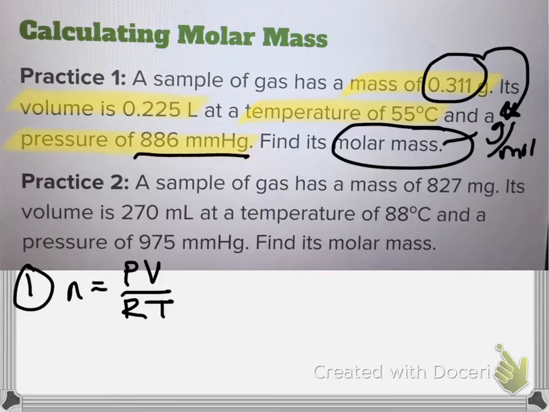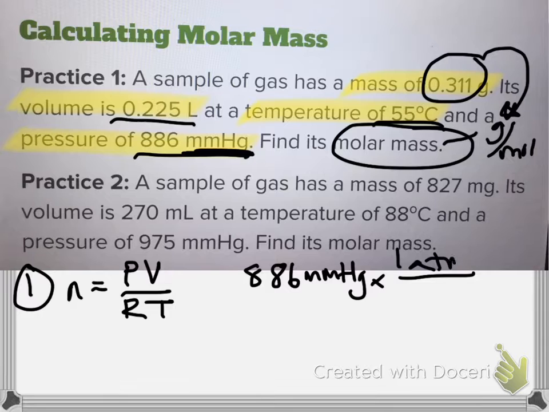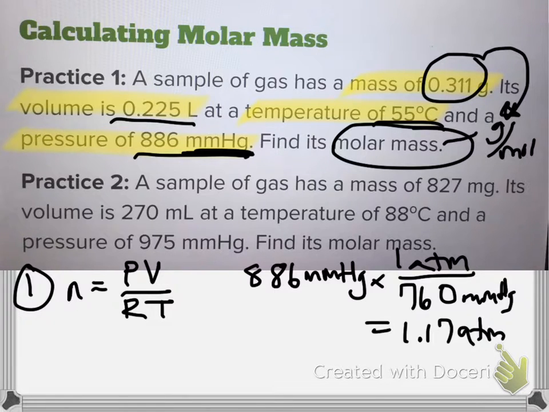Our pressure is given here, our volume is given here, and our temperature is given here. Whenever using the ideal gas law, because the ideal gas law constant is in atm, we need to convert our pressure into atm. And we are converting our temperature into Kelvin. Once we do that, we can just plug in our values.